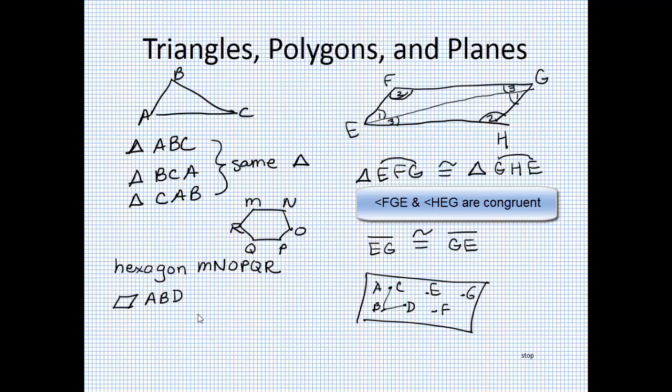And those are the basic labeling techniques that we use for geometric figures in this unit and in other geometric contexts.